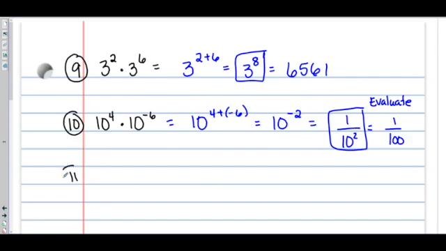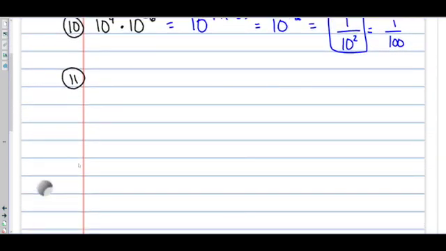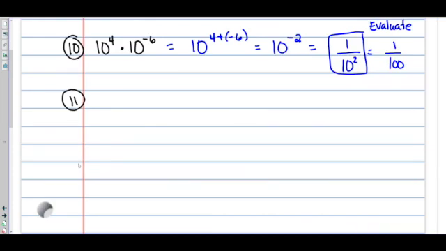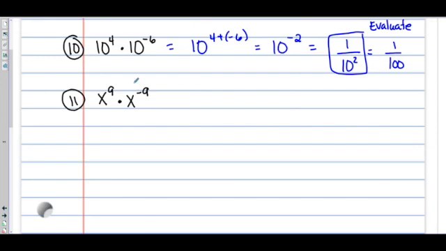Number 11. X to the 9th power times x to the negative 9th power. Okay. So the rule is when you multiply, add your exponents. Okay, try it real quick.